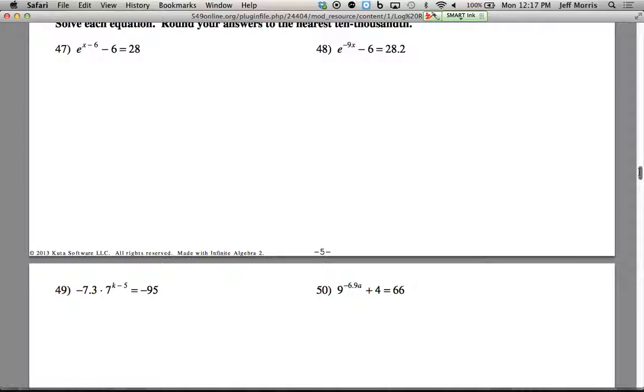All right, here's what you're going to do. This is where we take the log of both sides. There are 3 steps. First of all, you want to isolate the exponential part. If you want to write down steps, you can. Number 47, what do we do first? Add 6. So isolate the exponential part.